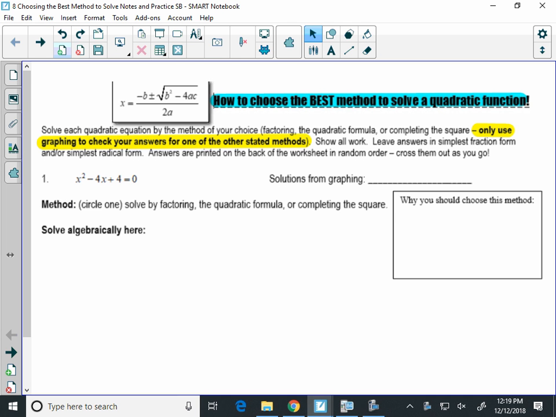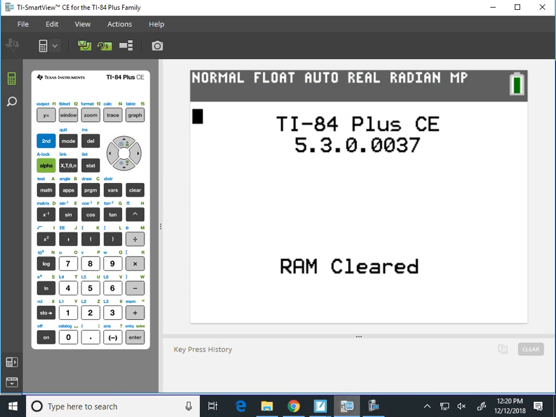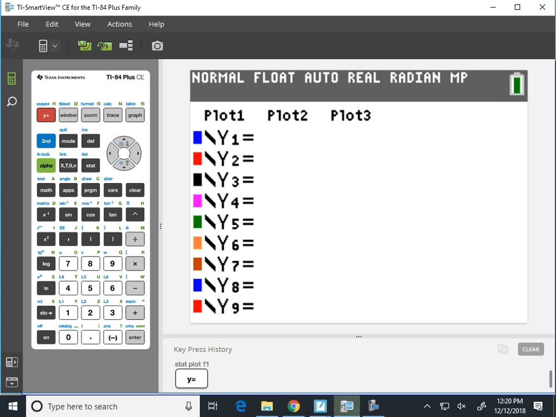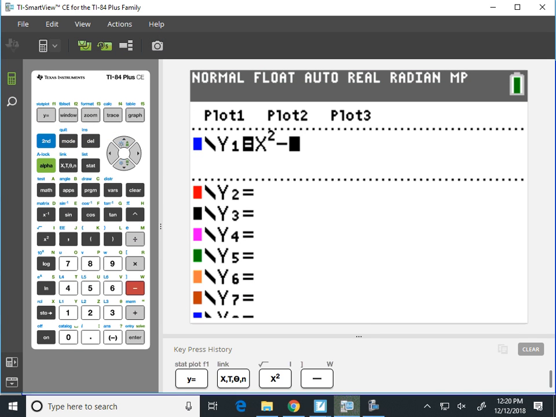Right now, we're only going to use graphing as a way to help us figure out what method we're going to use, but then I'll teach you some other tricks as we go through this today to know why should I use the quadratic formula or why should I use complete the square. So let's type this into our calculator to start. X squared minus 4x plus 4. That's going to be the first one we do here.